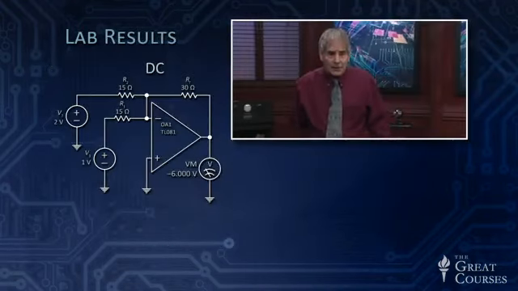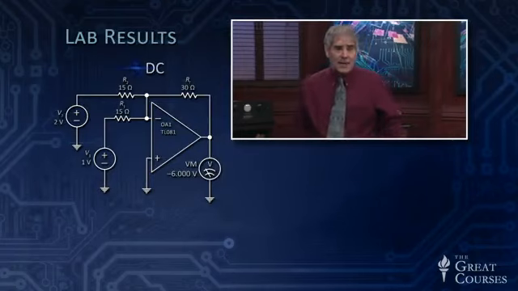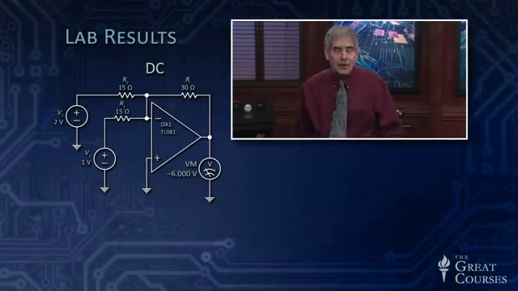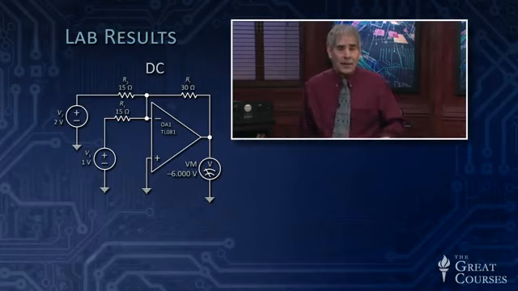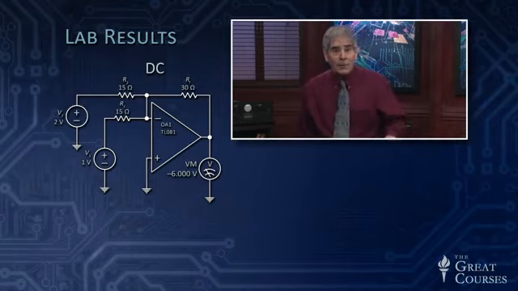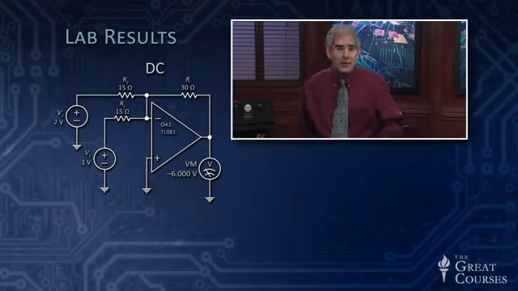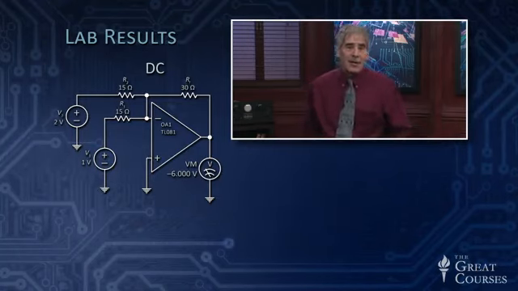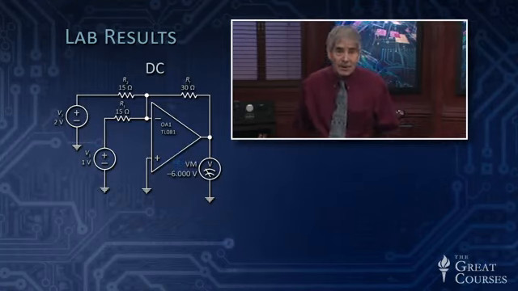So here are the results. On the left, I'm doing DC results. I've got 1 volt at V1 and 2 volts at V2. The output is supposed to be an inverting summing amplifier that weights the two equally, and indeed has a gain of 2 here. And so indeed we have 1 volt plus 2 volts is 3 volts. Double that, you get 6 volts. Invert it, you get minus 6 volts. And that's indeed what the voltmeter reads.